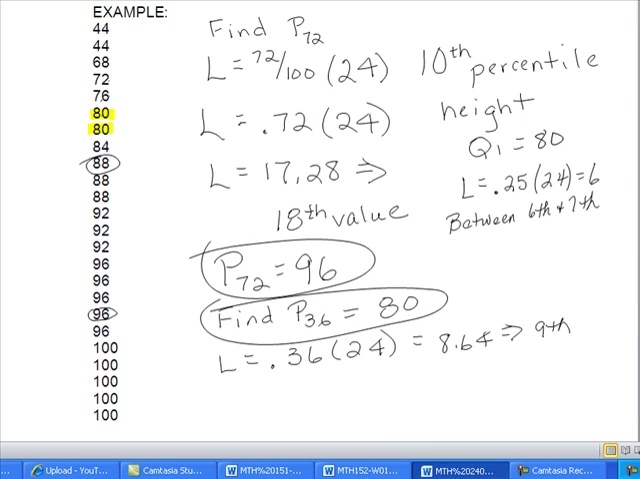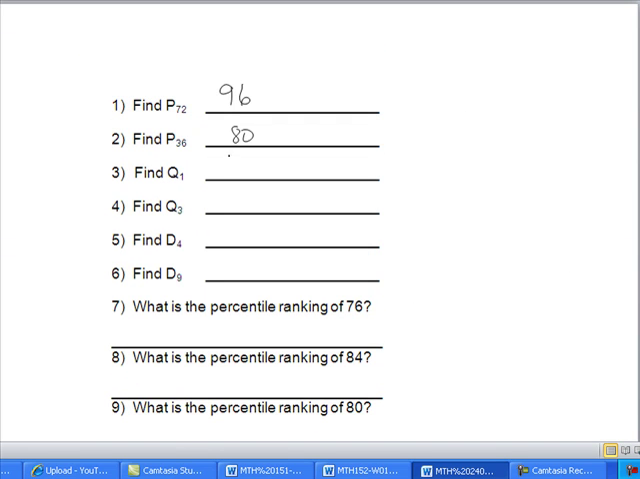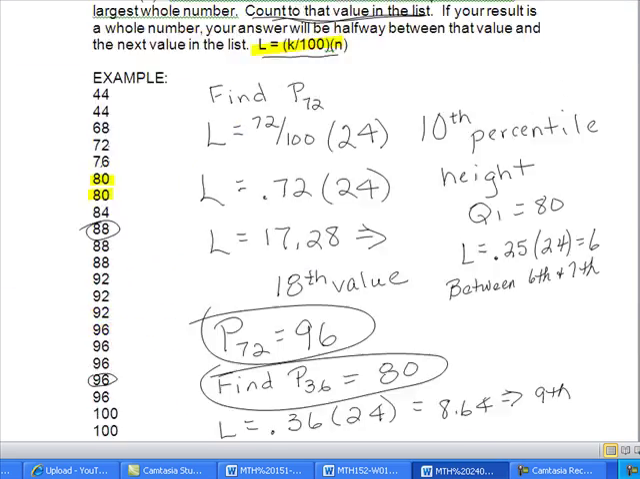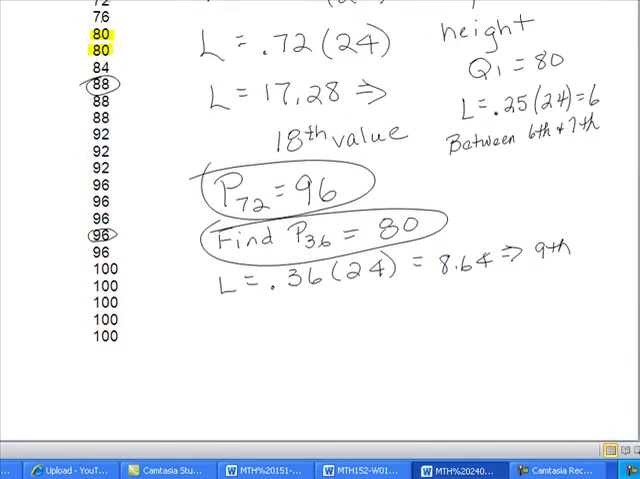All right, or to find Q sub 3, third quartile. So this would be the 75th percentile. I think it's going to be 18. So that's going to be between the 18th and the 19th. And here we had the 18th, so it's between 96 and 96. So our third quartile is 96.